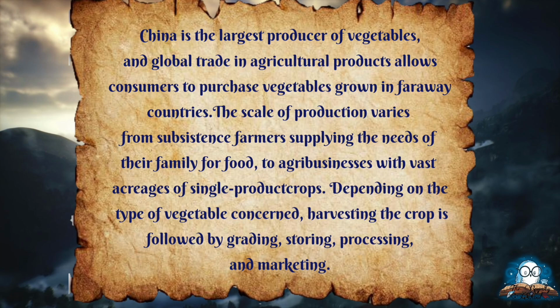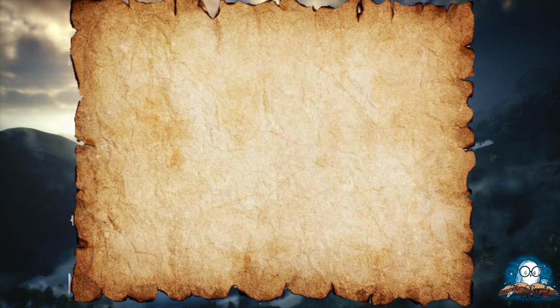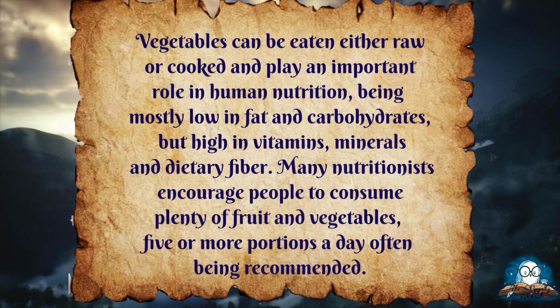Depending on the type of vegetable concerned, harvesting the crop is followed by grading, storing, processing, and marketing. Vegetables can be eaten either raw or cooked, and play an important role in human nutrition, being mostly low in fat and carbohydrates, but high in vitamins, minerals, and dietary fiber. Many nutritionists encourage people to consume plenty of fruit and vegetables, 5 or more portions a day often being recommended.